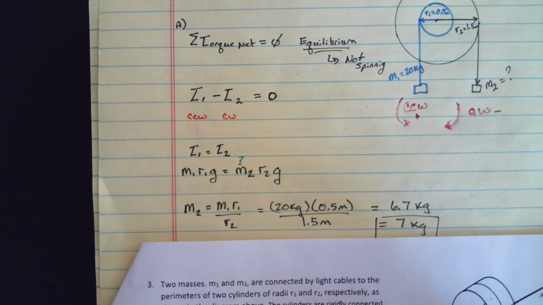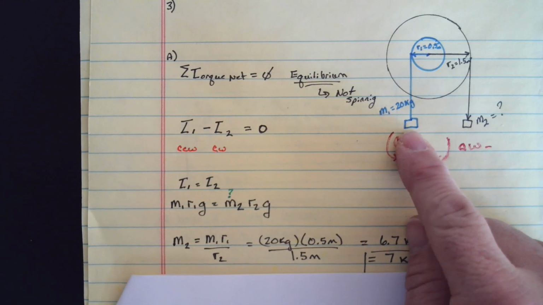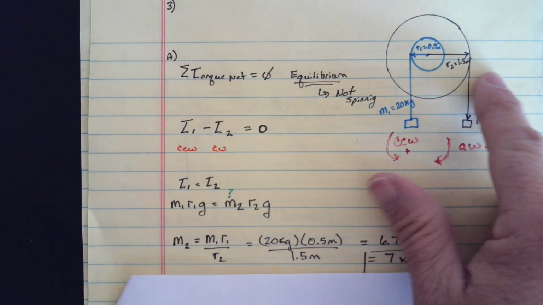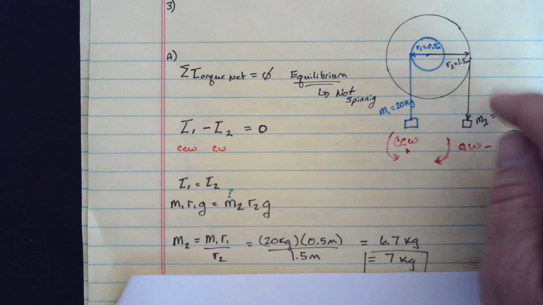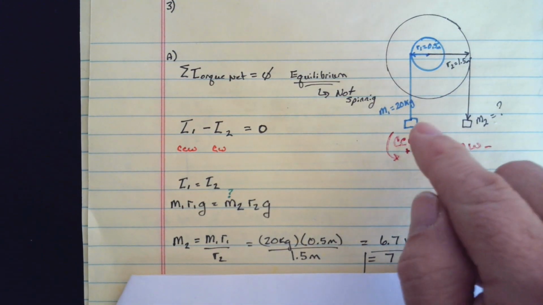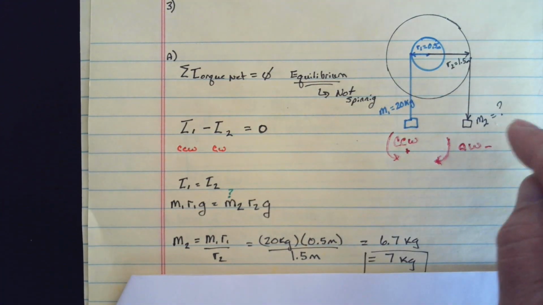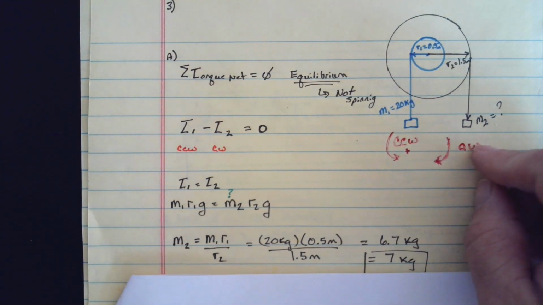Now I can check to see, is that 7 kilograms reasonable? Well, if I go back up here, this is 20, and it's on the smaller radius. To make equilibrium happen, this is going to have a larger torque because it's a larger radius, so I do not need as much mass here to equal out the shorter radius with the smaller torque. So if this is 20, 7 does seem reasonable because I don't need as much mass.